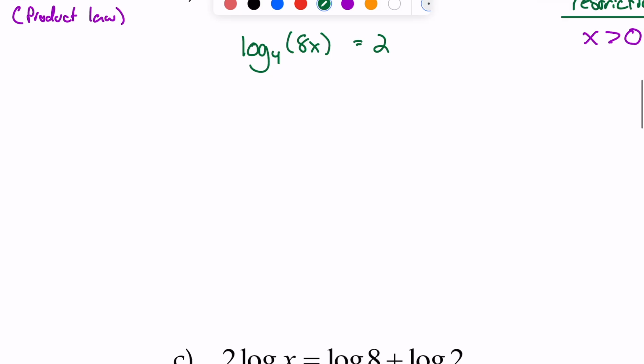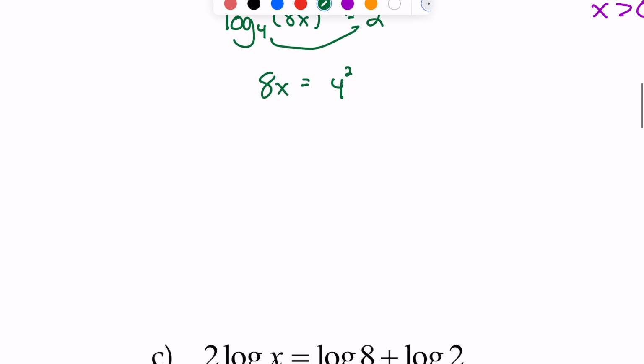Now we can write it as an exponent, okay? Because now we'll have just a much simpler equation, you have one term on one side. So if I write it as an exponent, that is 8x. I'm going to keep the x on the left here, and I'm going to put the 4 squared on the other side. So I wrote 4 to the power of 2. Okay, so now I have 8x equaling 16, and then x would be 2.